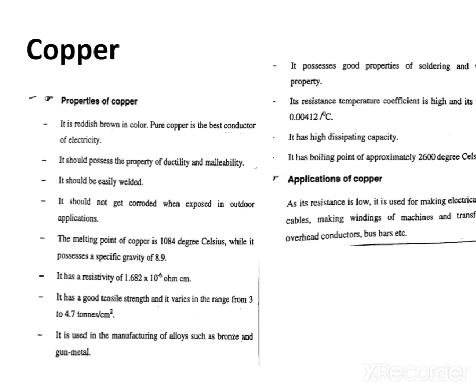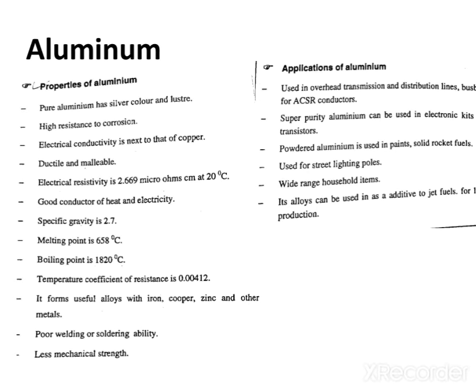The applications of copper are that it is used as a conductor in many appliances, such as electrical wires and the windings of transformers and machines, bus bars, and it is also used for overhead conductors. These values of melting point, resistivity, and tensile strength are very important. The next conducting material is aluminum.